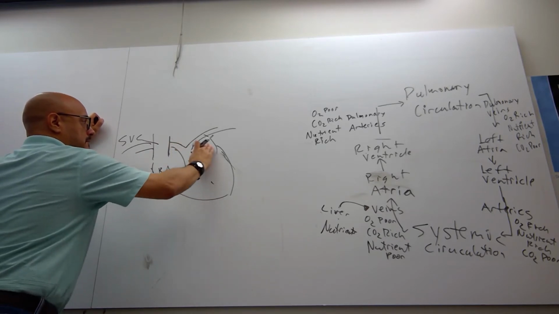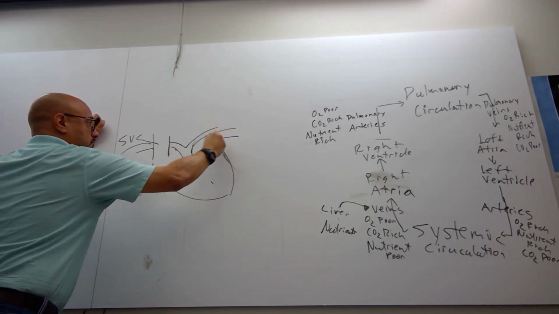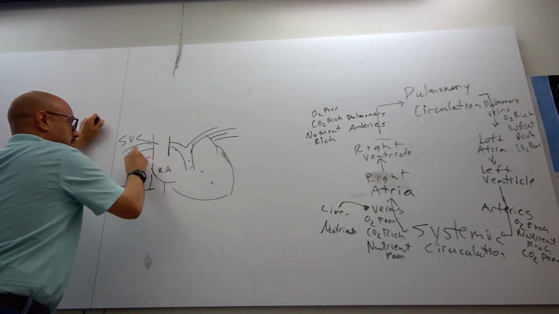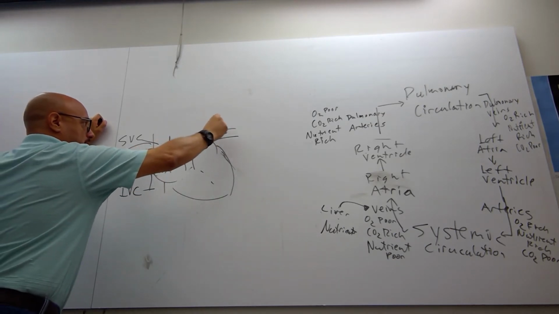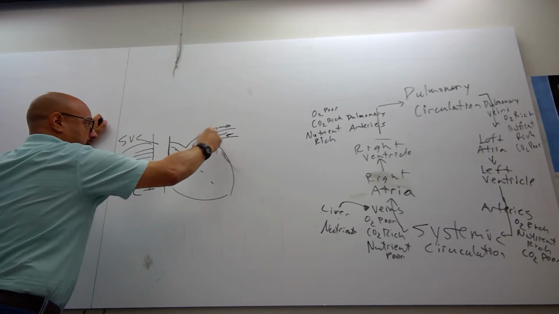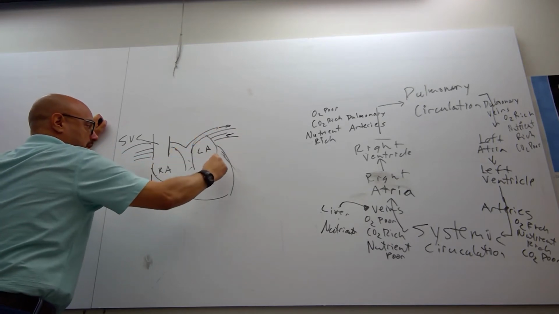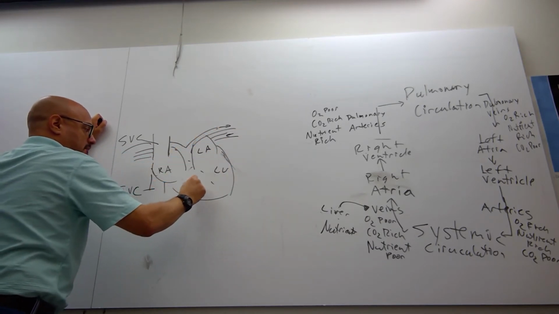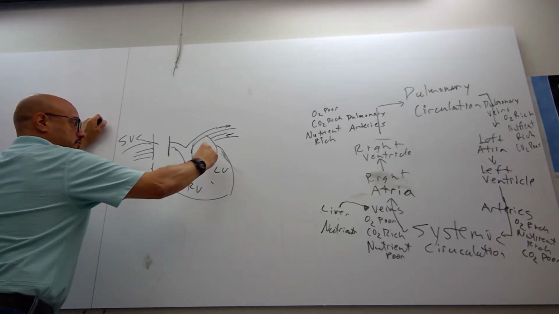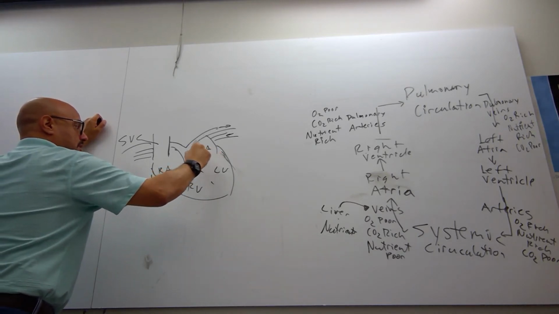Then it comes back into the left atrium through the pulmonary veins, so I apologize. Pulmonary arteries travel out, pulmonary veins bring it back in. I go into my left atrium, then into my left ventricle. This is my right ventricle. My left ventricle has its own output, which is the aorta, kind of hidden.